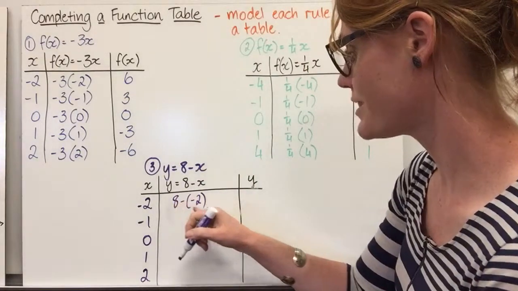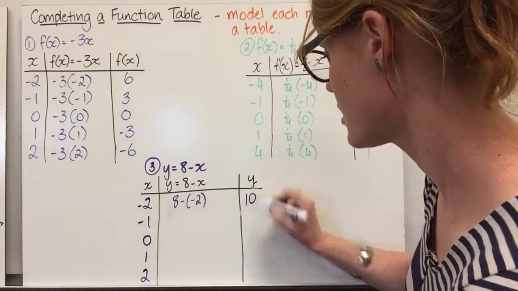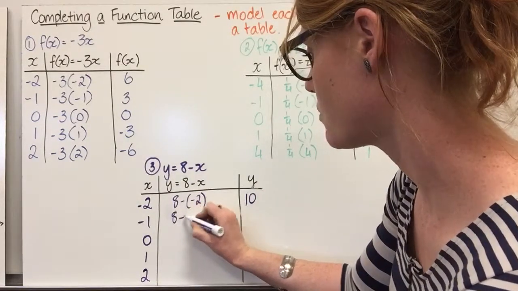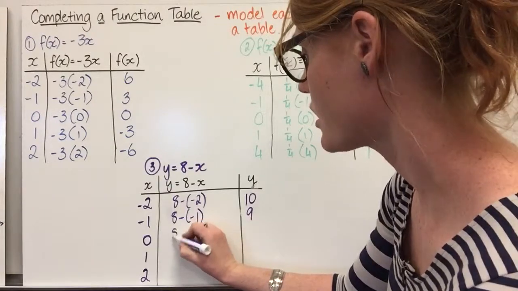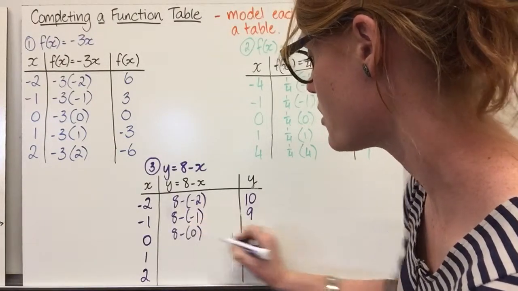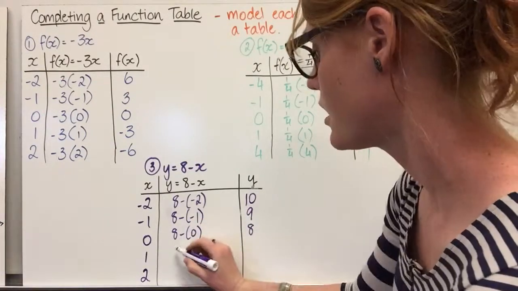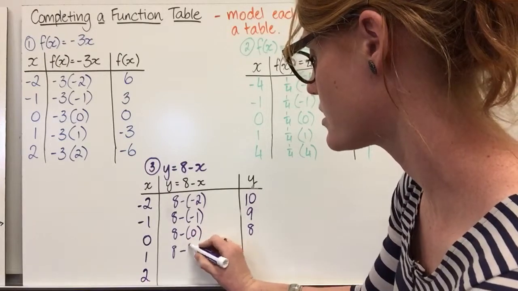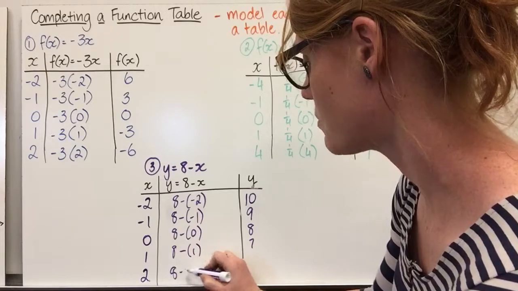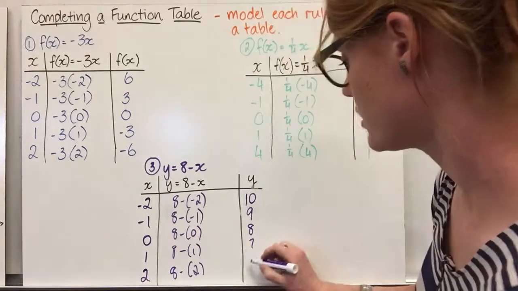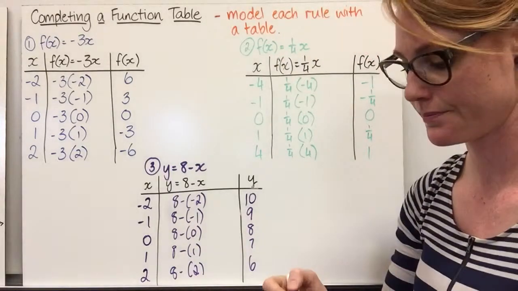So 8 minus -2 gives us 10. And we have 8 minus -1 gives us 9. 8 minus 0 gives us 8. 8 minus 1 gives us 7. And 8 minus 2 gives us 6.